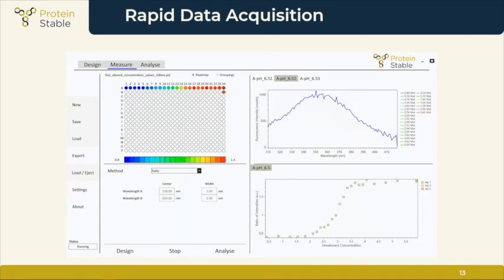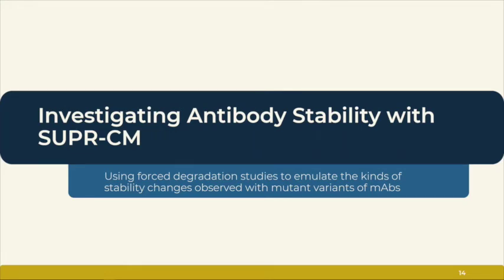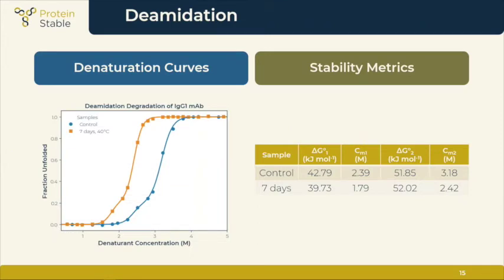So now I'm going to move on to look at some of the data we've generated with the SUPR-CM. For the purposes of illustration, we're going to look at a forced degradation study. The reason I chose this study was because it's a good analog. It emulates the type of changes you can see when looking at different mutant strains of a parent antibody, like in the publication I talked about earlier on. So to start off, we're looking at a deamidation study here. This is where the antibody solution was incubated for 1 week at 40 degrees Celsius.